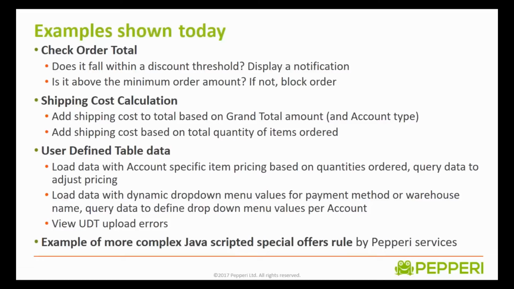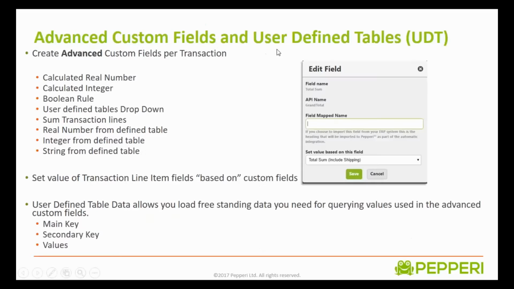Lastly, an example that I won't show actually in effect on the product, but I will show in the presentation and talk about, are more complex scripted JavaScript special offer rules that were done by Pepperi services. These have dozens and dozens, sometimes hundreds of advanced custom fields and complicated calculations. They could take several months to implement. But just so you're aware, the sky is the limit with the business rules. Okay? So those are the examples I'll show today.